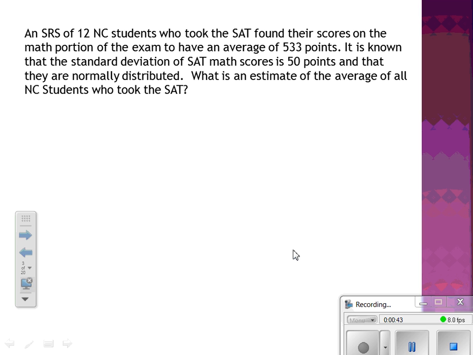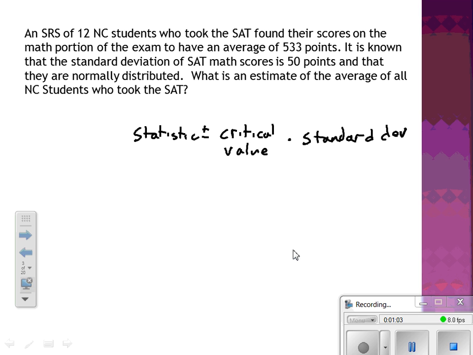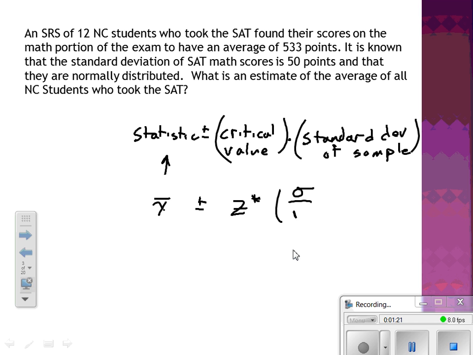So kind of like we saw yesterday, we want to take our statistic, and we're going to add and subtract that critical value, which right now we know is z star. I'm going to multiply that by essentially what's called the standard error, or the standard deviation of the sample, if you will. So this time, our statistic, since we're taking means, is x bar. We still have this z star. If you recall, because we're taking a sample, the new standard deviation or standard error for us is sigma over the square root of n.